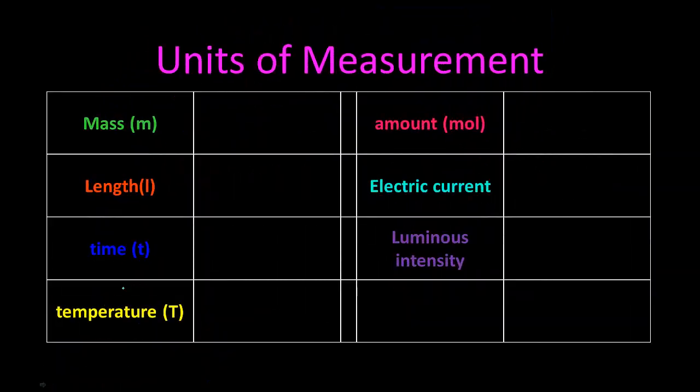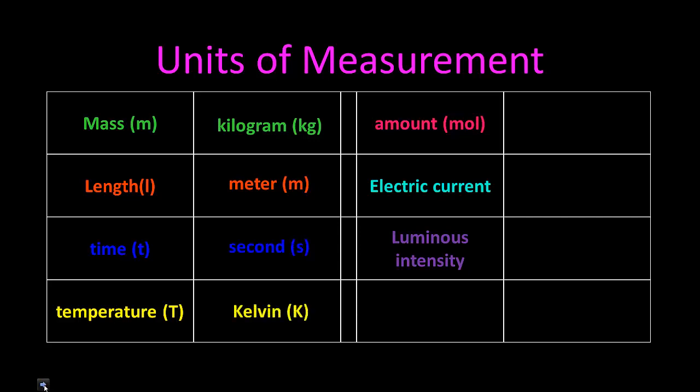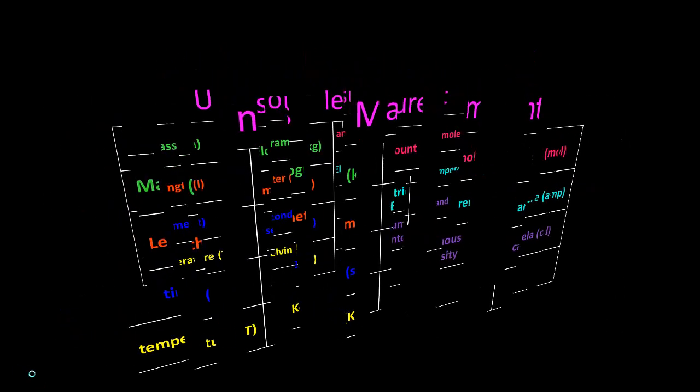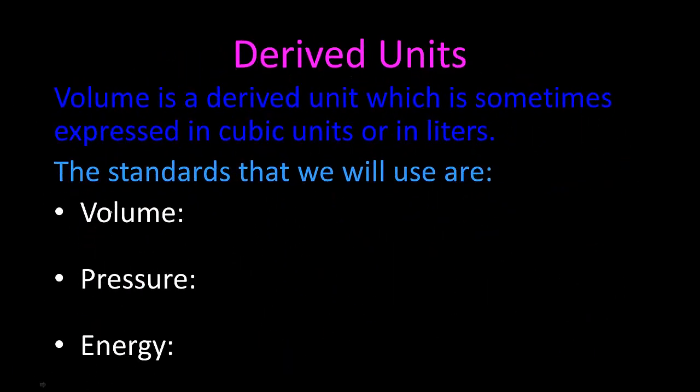Alright, in this video we're going to talk about units of measurement and dimensional analysis. We measure mass in kilograms, length in meters, time in seconds, temperature in Kelvin, the amount of something in moles, electric current in amps or amperes, and luminous intensity in candelas. Some measurements, like volume, pressure, and energy, use more than one unit. Those are derived units.